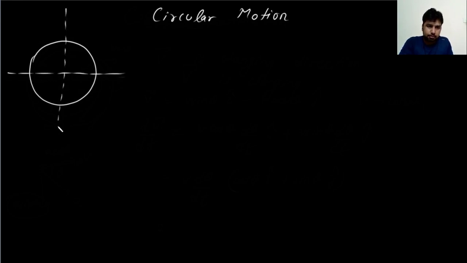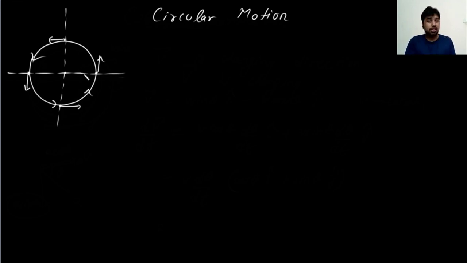Let's say a particle is moving in a circular fashion. Let's say this is a circle. Let's say the particle is going in this sense. At this instant, the velocity vector is here. At this instant, the velocity vector is here. At this instant, the velocity vector is here. And at this instant, the velocity vector is here. One thing is sure, even if magnitude may or may not change, direction is always changing.